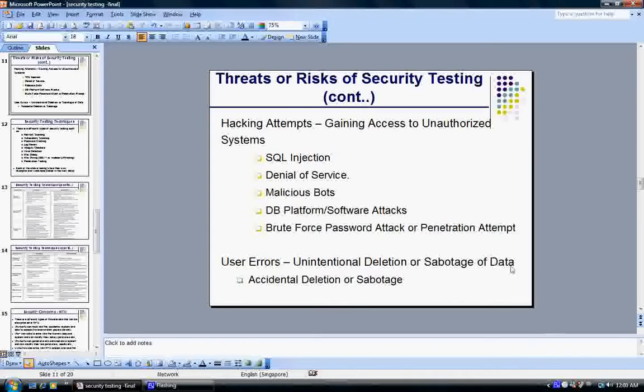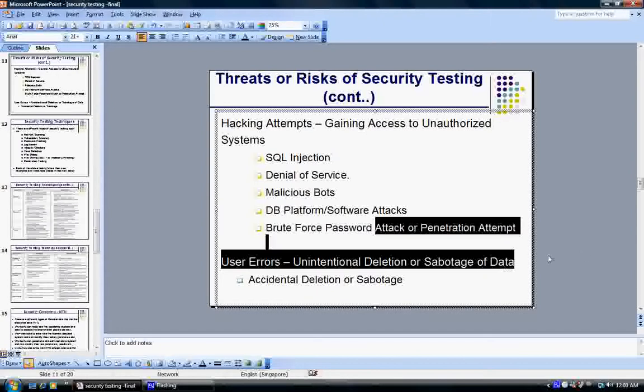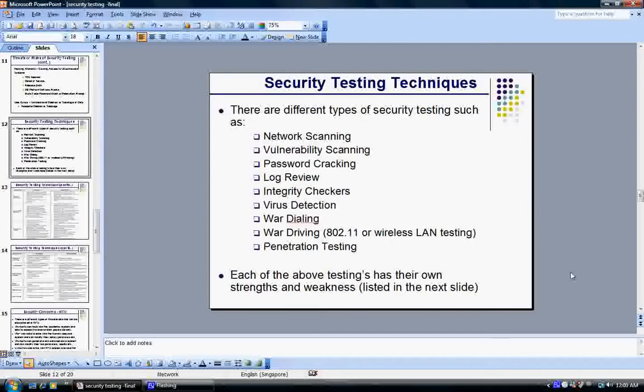So these are some of the threats or risks that security testing addresses. The different security tests are network scanning, vulnerability scanning, password cracking, log review, integrity checkers, virus detection, war dialing, and penetration testing. However, there are plenty of these security tests. Each has its own strengths and weaknesses, which we listed in the next slide.